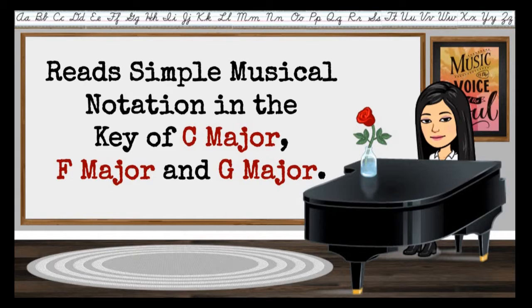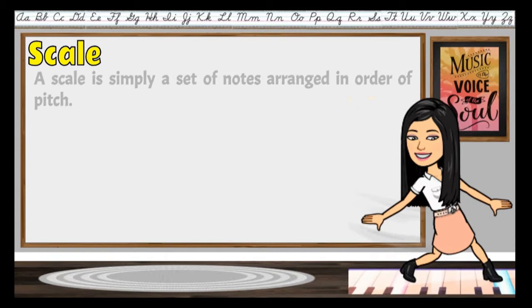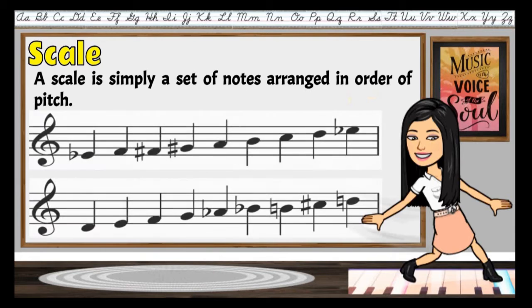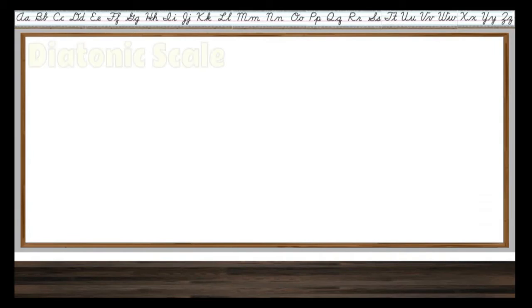What do we mean by scale? A scale is simply a set of notes arranged in order of pitch. Here are some examples of musical scale. The scale is the basis for the direction and combination of notes in a composition. The most common scale is known as the diatonic scale.